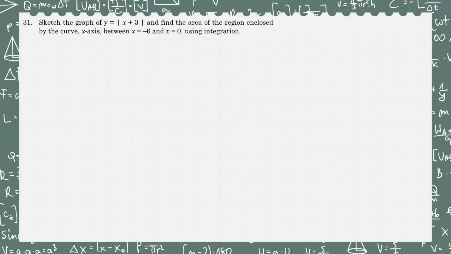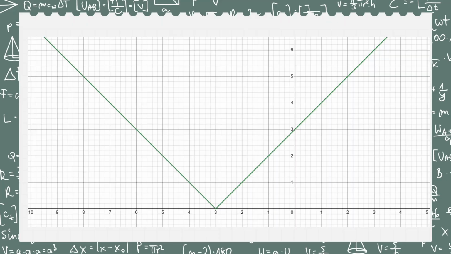Let's do the next sum. Sketch the graph of y equal to modulus of x plus 3 and find the area of the region enclosed by the curve and the x-axis between x equal to minus 6 and x equal to 0 using integration. Let's see how to draw the graph.